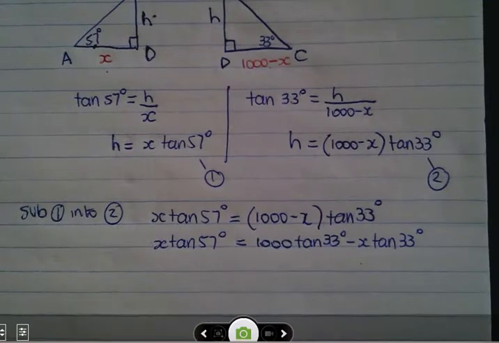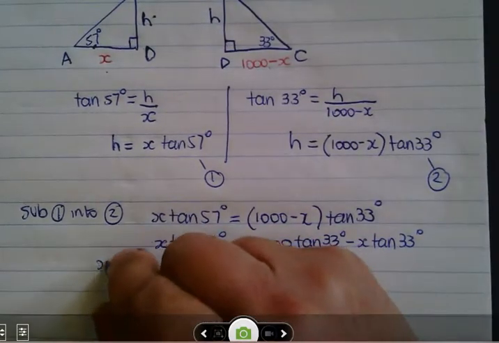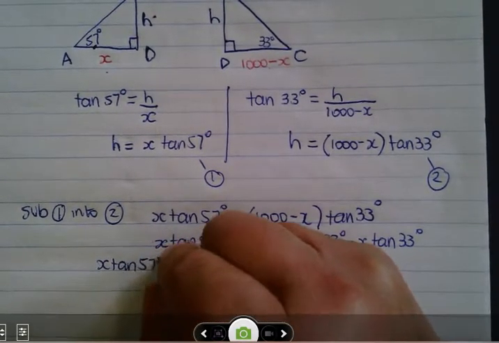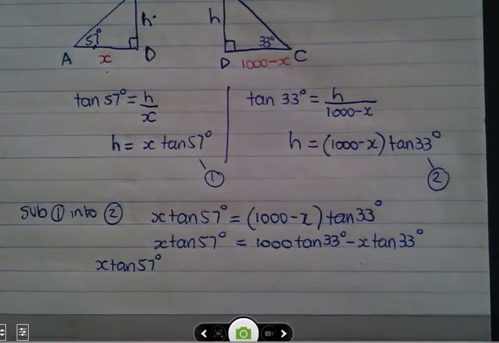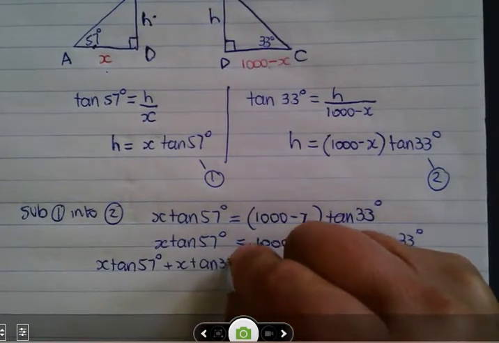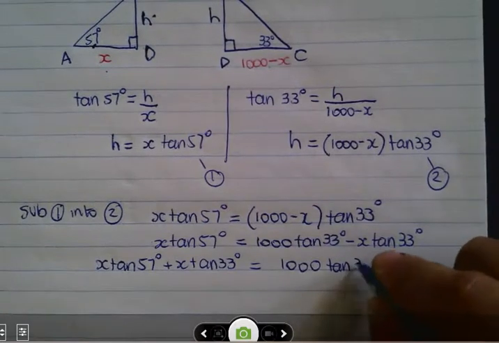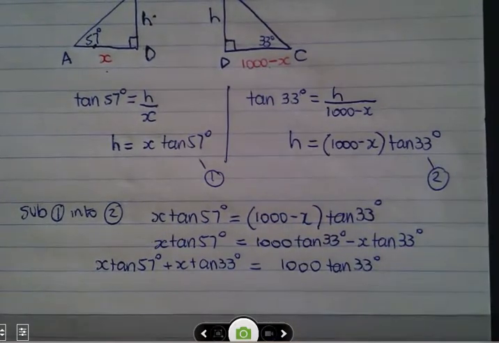X is appearing in two places, so you take all the X's, anything with X's, to the left. So I'll keep the X tan 57 here. Now what do I do? Bring over, what do I write? Plus X tan 33 equals 1000 tan 33. Are we okay with this?